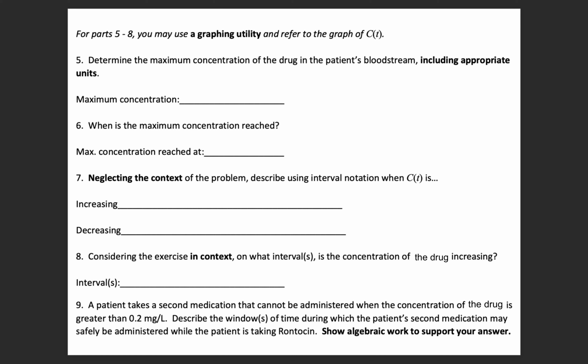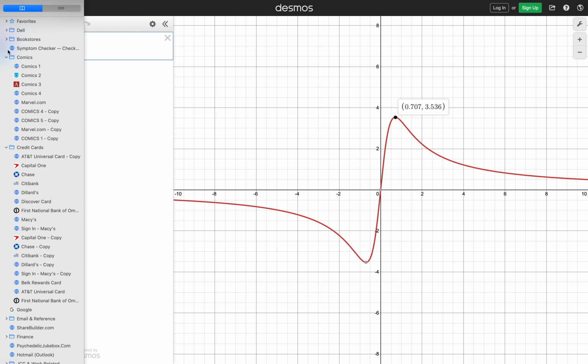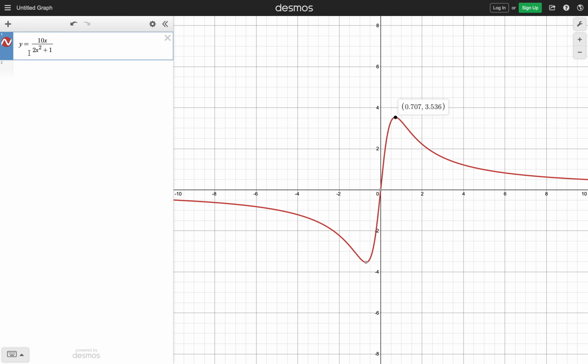So for parts 5 through 8, it says you may use a graphing utility and refer to the graph of C of t. In number 5, it says to determine the maximum concentration of the drug in the patient's bloodstream, including appropriate units. And number 6, we have when the maximum concentration is going to be reached. So we're going to have Desmos, just setting up the framework, so we have our function. We're going to have y to represent c and x to represent t.